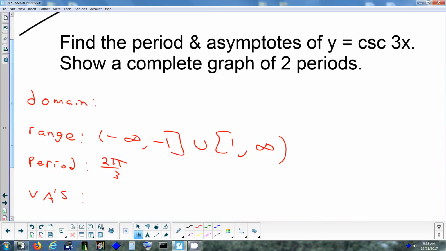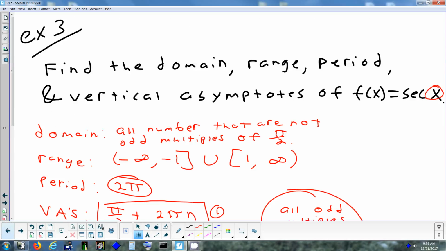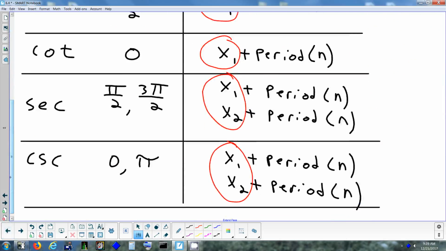Okay, vertical asymptotes. So before I can find where the new asymptotes are going to be, what do I have to know? Where the originals were. So for cosecant, before I pull up the chart, how many asymptotes am I expecting per period? 1 or 2? Grace? 2. So let's go to cosecant, 0 and pi.